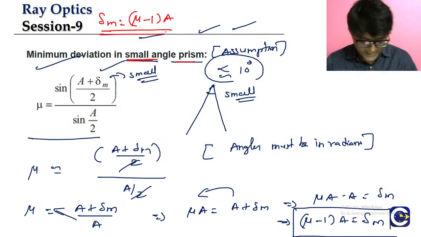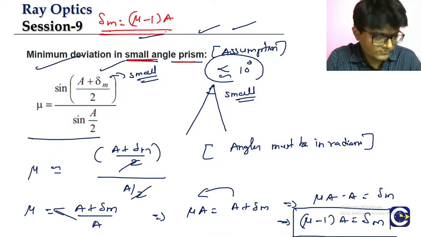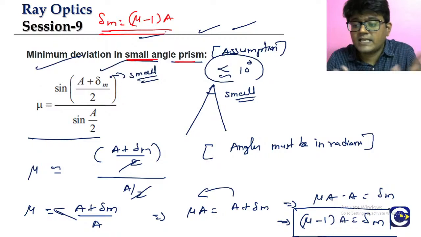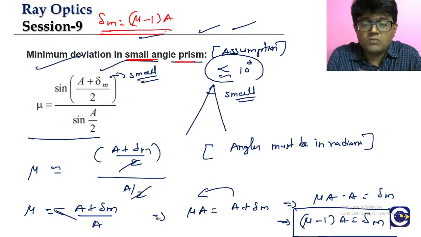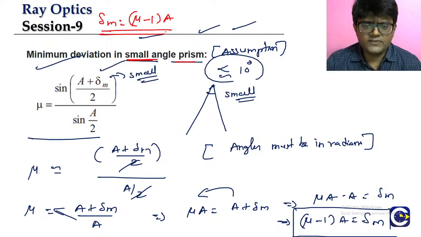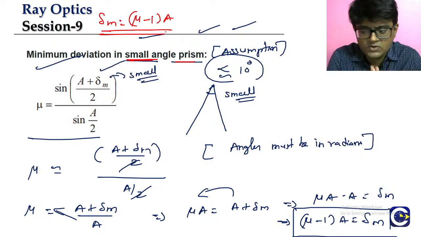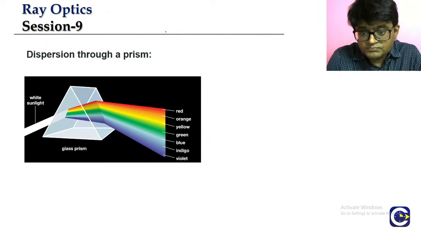Okay. Is it clear, guys? For a small angle prism, what is the minimum deviation formula? It can be written as Mu minus 1 into A. Here we are doing that trigonometric simplification. For small angles, sine theta is approximately equal to theta. That's it.